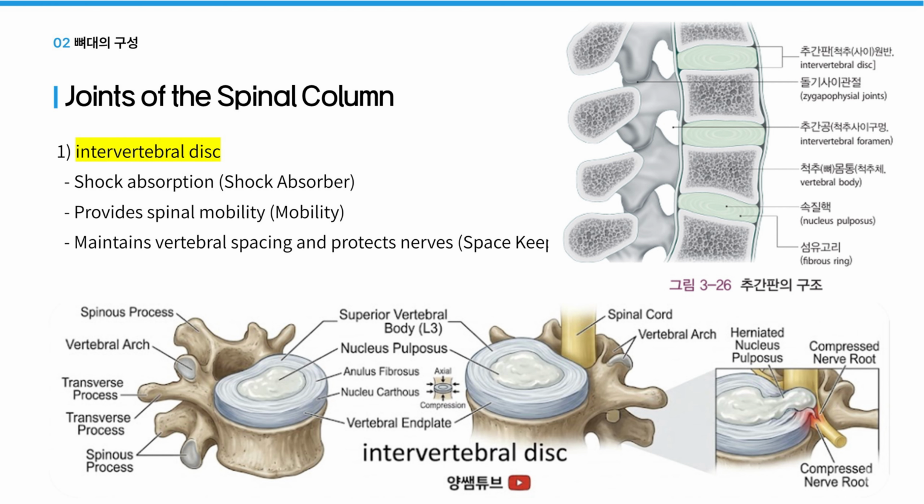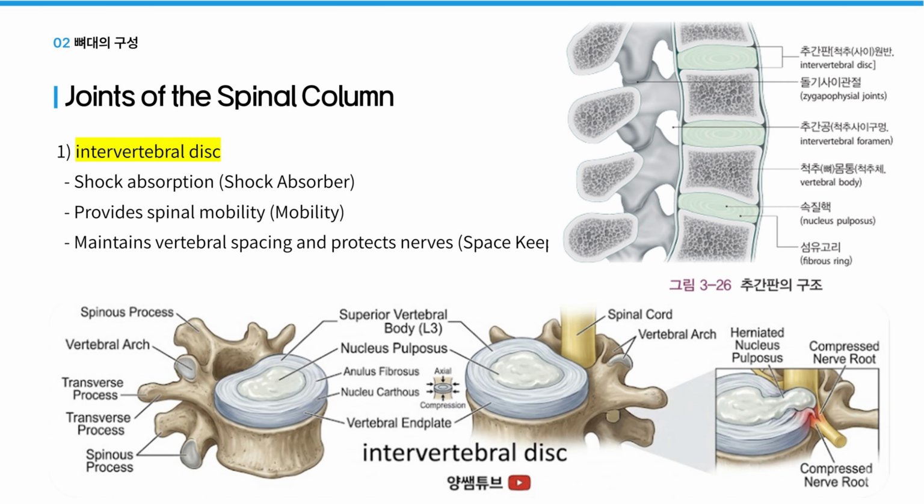So we've looked at the vertebrae themselves. Now, let's talk about what sits between them, the intervertebral disc. Between each pair of vertebral bodies, there's a disc, and it has three main jobs. First, shock absorption. It acts like a cushion, absorbing the impact that travels up the spine every time we walk, run, or jump. Second, mobility. Without discs, the spine would just be a rigid column of bone. The discs are what let us bend forward, lean back, and twist.